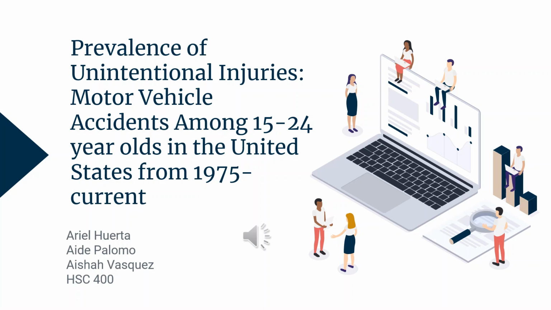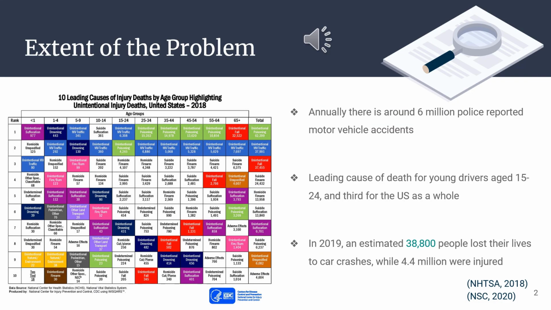I'm Ariel, and my group mates Aida, Aisha, and I are going to be talking about the prevalence of unintentional injuries, motor vehicle accidents among 15 to 24-year-olds in the United States from 1975 to current day. I'm going to be discussing the extent of the problem, some clinical conditions, the agent of disease, and the mode of transmission, as well as the gaps in knowledge. So let's get into the extent or prevalence of the problem.